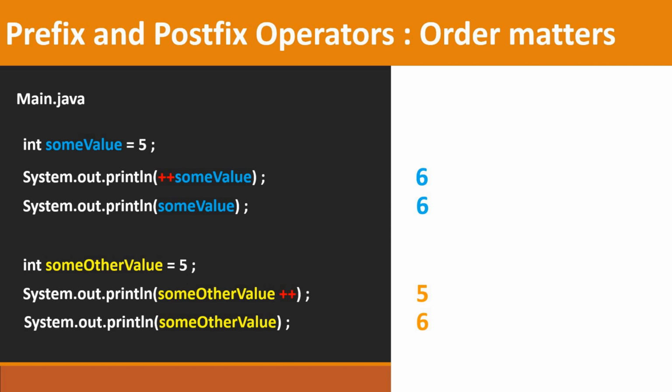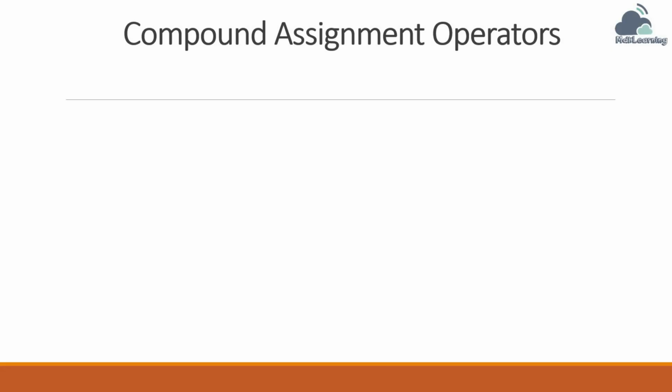So the key issue there is that when the operator is before the variable, you get the result of the operation. When the operator is after the variable, you'll get back the value prior to the operation, but the operation is still performed. And then finally we have the compound assignment operators.